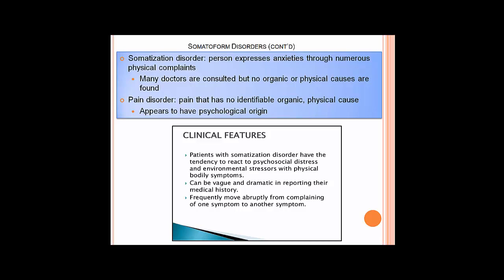Munchausen syndrome is where a person fakes his or her medical problems in order to gain attention. A somatoform or somatization disorder is where a person expresses anxieties through numerous physical complaints: headaches, backaches, stomach aches. A lot of times your healthcare professional is consulted and there's no organic or physical cause found. Pain disorders are another somatoform disorder where the pain has no identifiable organic physical cause. It seems to have a psychological origin.